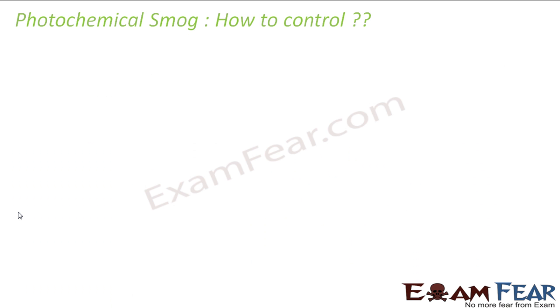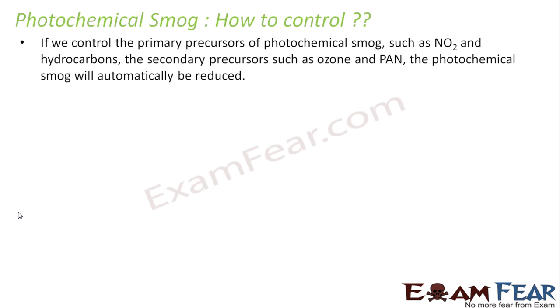Now the question is how to control the photochemical smog. Photochemical smog is mostly from nitrogen oxides and the hydrocarbons. So we can control nitrogen oxides and we can control hydrocarbons. Ozone and PAN are the secondary products. We can control photochemical smog because only nitrogen oxide and hydrocarbon are causing this.